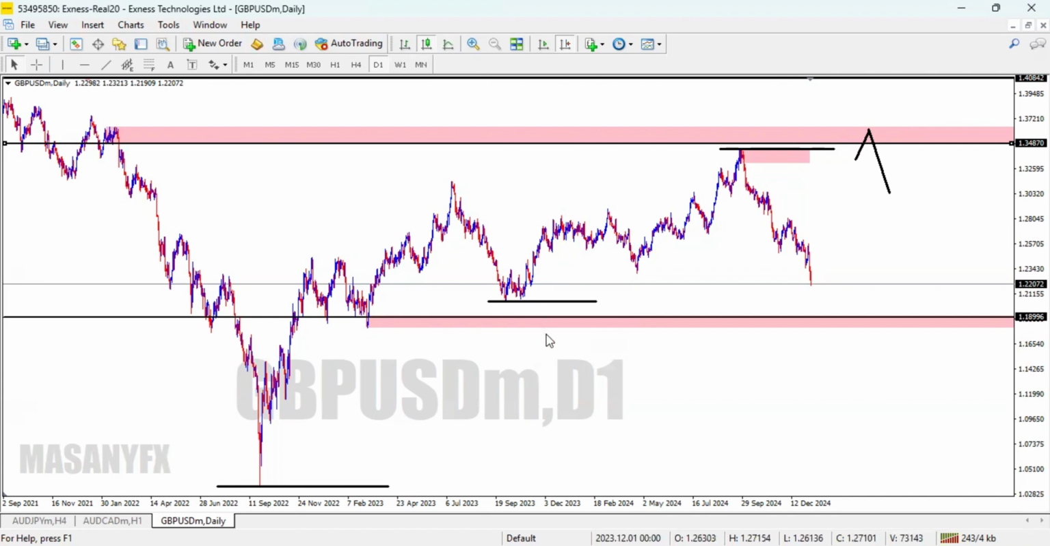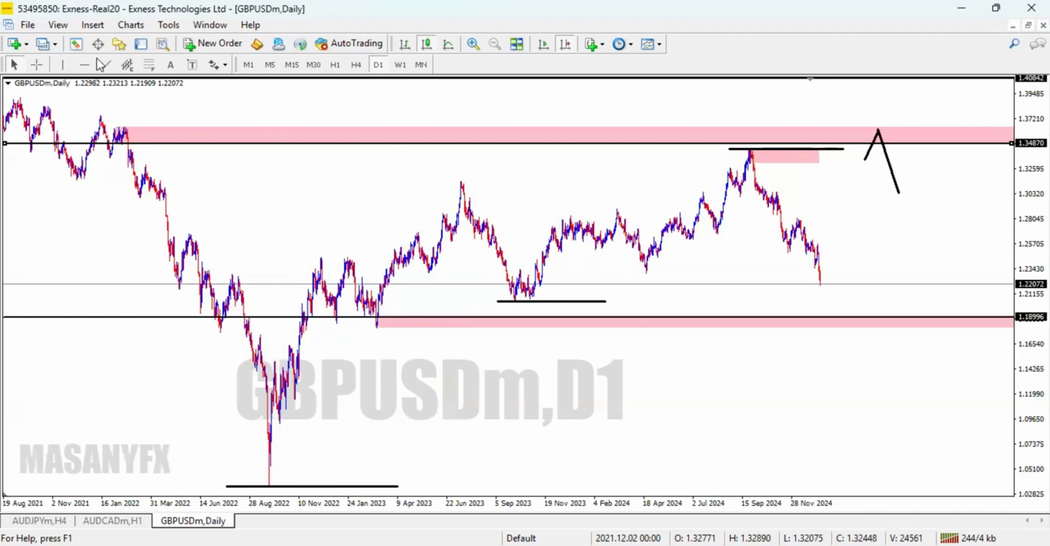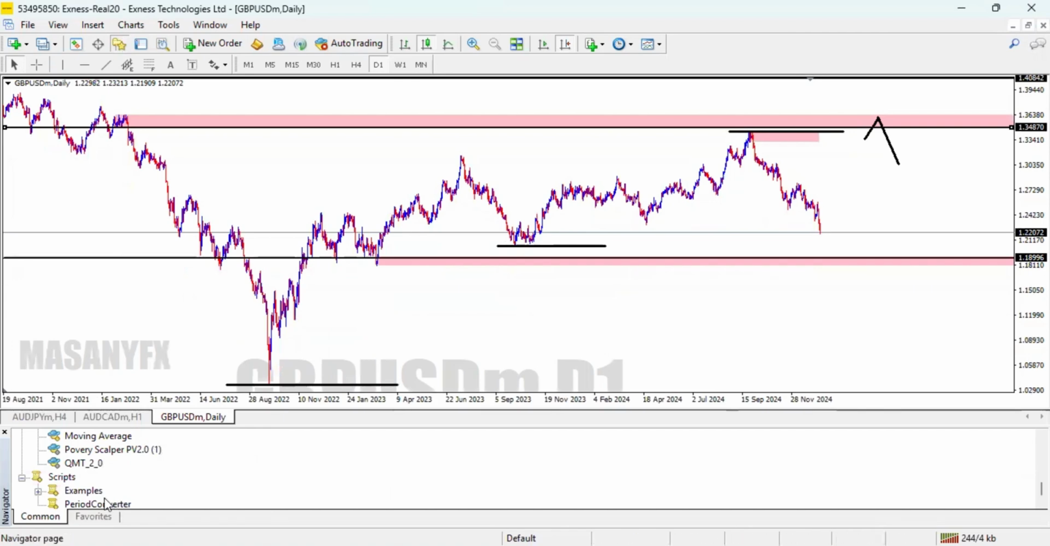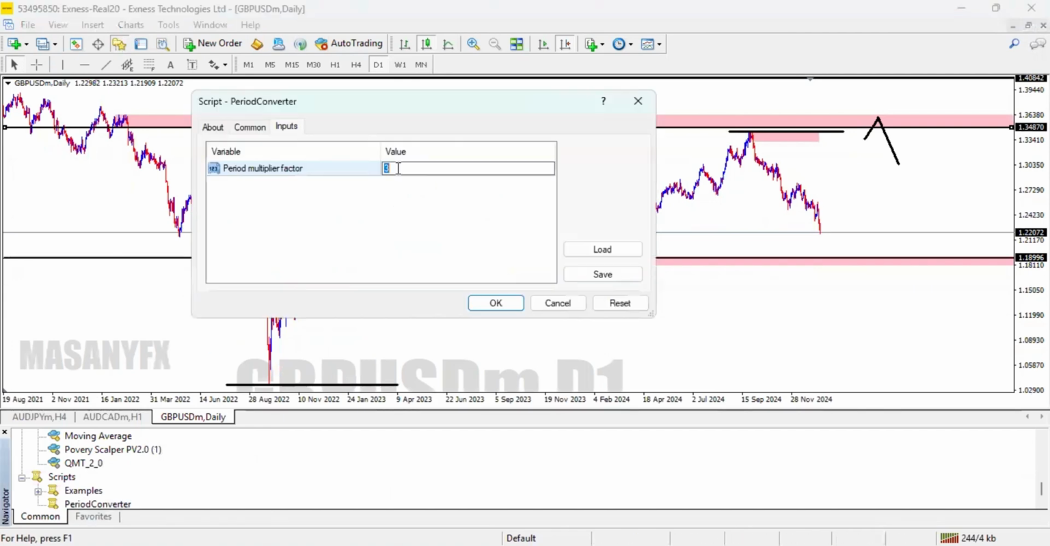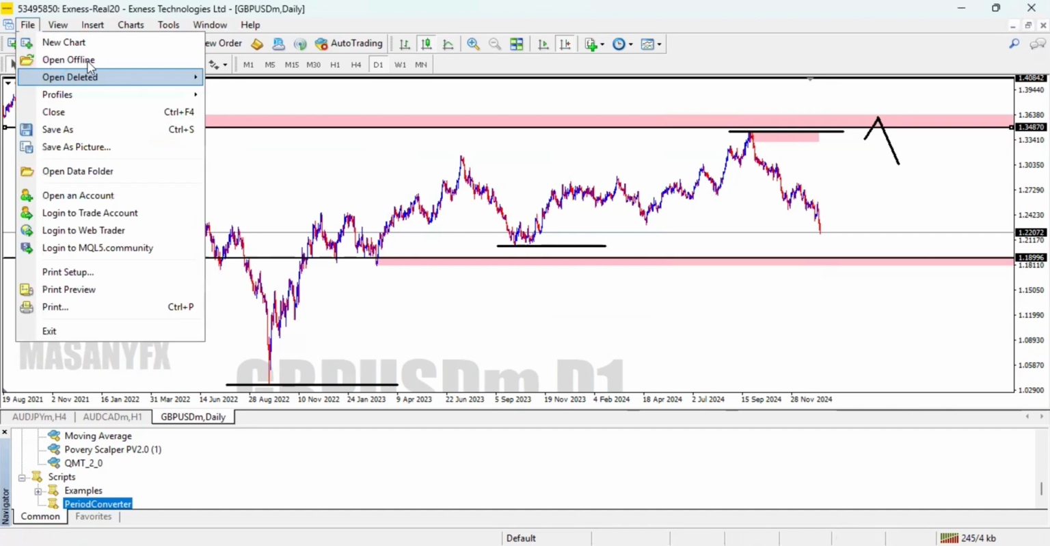Let me make a 4-day time frame. Let me customize this time frame to make this setup look more pretty. How do we do this? Well, I'm going to use a period converter. Because it's day 1, I want to multiply day 1 times 4, which is 4D. Okay, apply.